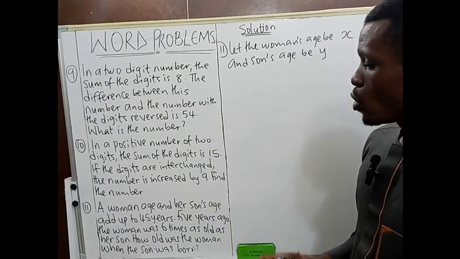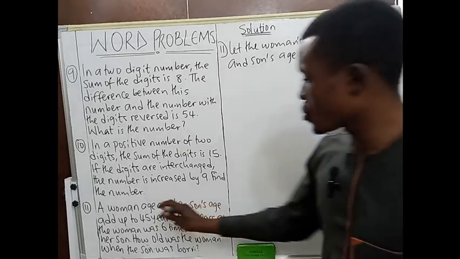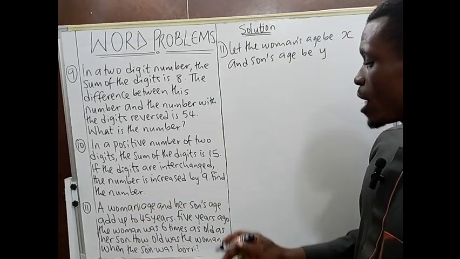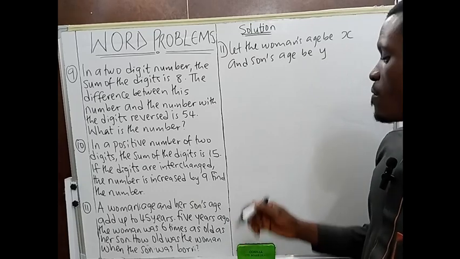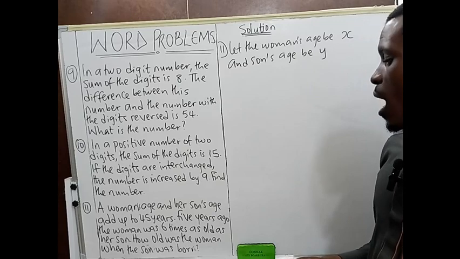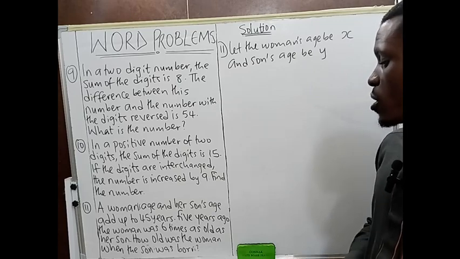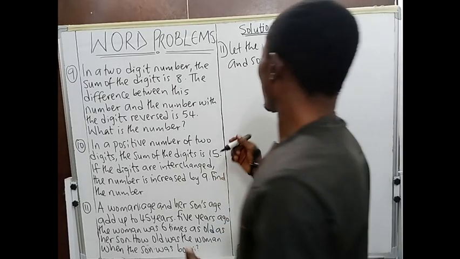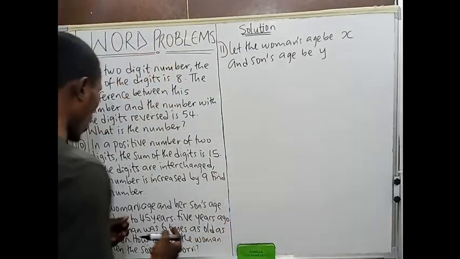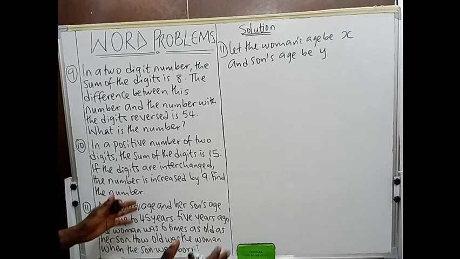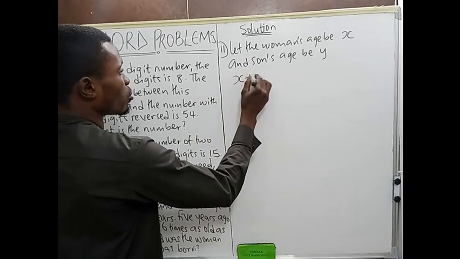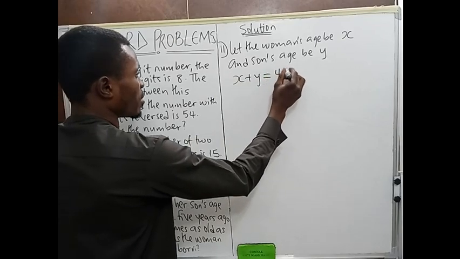For number 11, we're told that a woman's age and her son's age add up to 45 years. 5 years ago, the woman was 6 times as old as her son. How old was the woman when the son was born? We let the woman's age be x and son's age be y. When you add up their ages, it's going to give 45. That's x plus y equals 45.